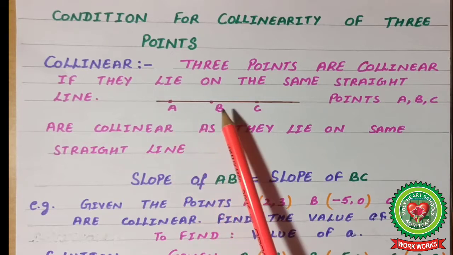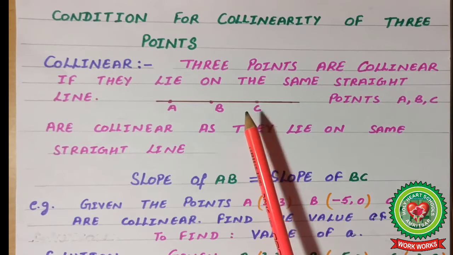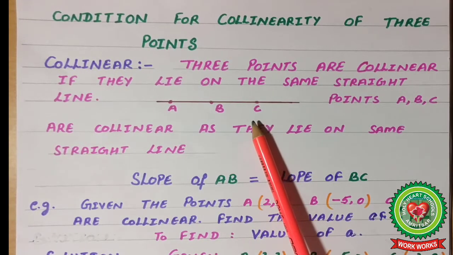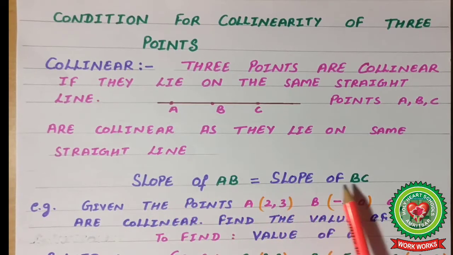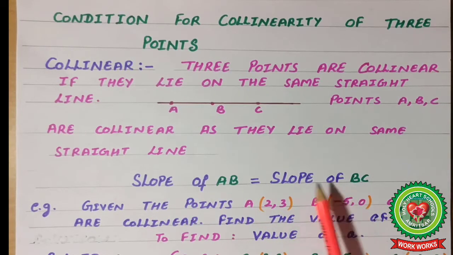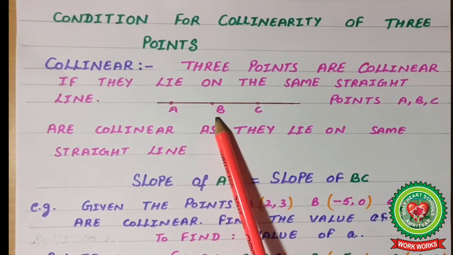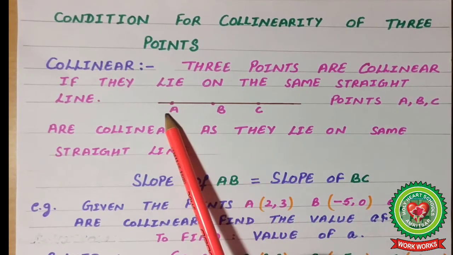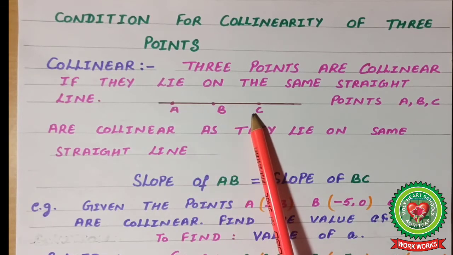Let's suppose A, B and C are 3 points. They lie on the same line, which means these 3 points are collinear. Now, what are the conditions related to the slope of collinear points? Slope of AB is equal to slope of BC, or you can say any 2 point slopes are equal. You can take slope of AB equal to slope of BC, or slope of AB equal to slope of AC, or slope of BC equal to slope of AC.